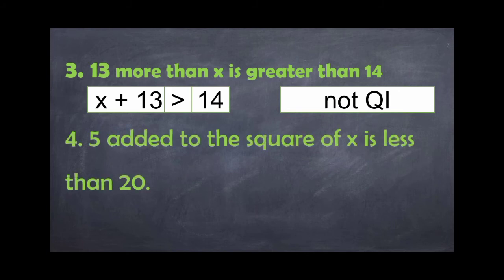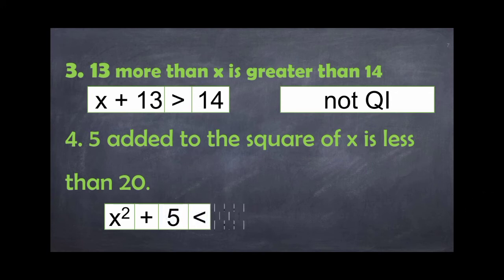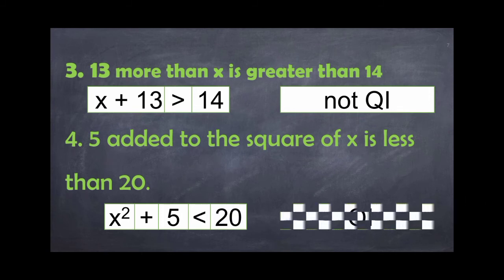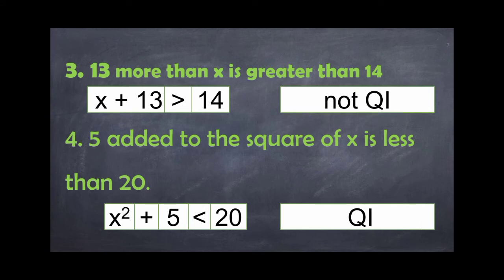Then, number 4. 5 added to the square of x is less than 20. So, si 5 daw ay i-add natin sa square ng x, then this is less than 20. So, we have x squared plus 5, then this is less than 20. Ayan. So, we have a quadratic inequality.